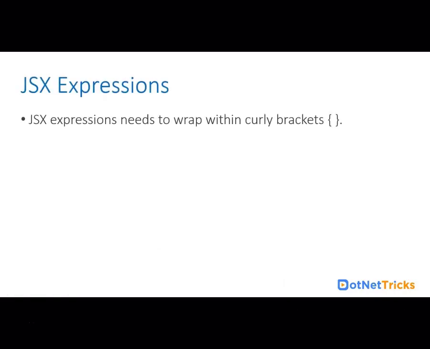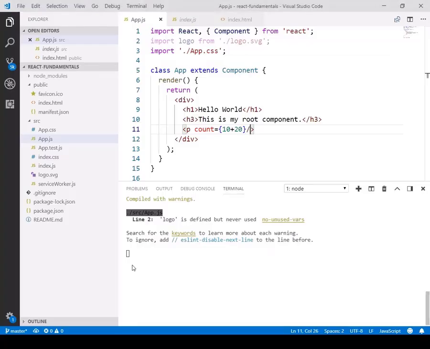A JSX expression needs to be wrapped within curly braces. You can write it into your nested elements as well as directly into your parent component. For example, if I go to this element where we have a P tag, under this P tag I just want to write one expression where I calculate 10 plus 20. I'll simply write this calculation in curly braces. So once I look at my render, 30 is the output.